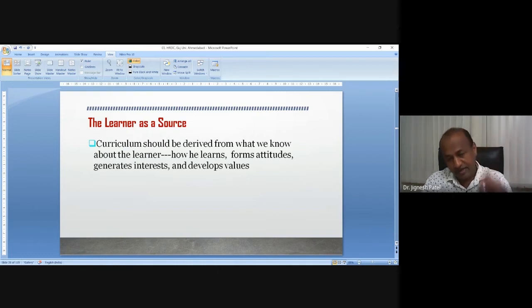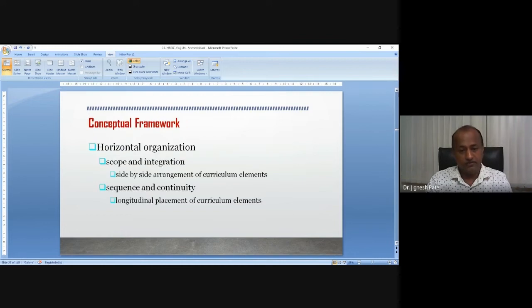So while framing the curriculum, we have to focus on the learner as well. Who are our learners? As I told earlier also, whether they are coming from a rural background or an urban background, which family background they are coming from, what their economic status is, whether the mothers and fathers are literate or illiterate, that also should be focused on. In such a way, we have to analyze the learner as well while thinking about the curriculum framework.